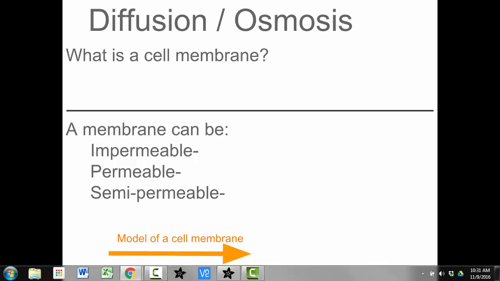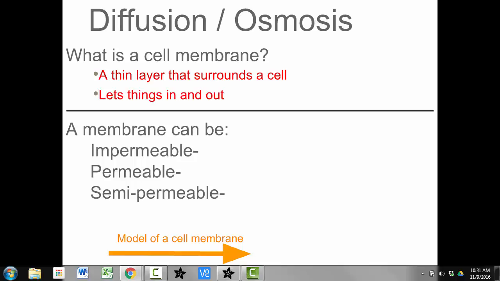All right, so we talk about these concentrations because it's important when we talk about this principle of osmosis and diffusion. Osmosis and diffusion is about how molecules move in cells. So first off, we know the cell membrane is a very thin layer surrounding a cell that allows things in and out. And for any membrane, we can use 3 terms to describe it.